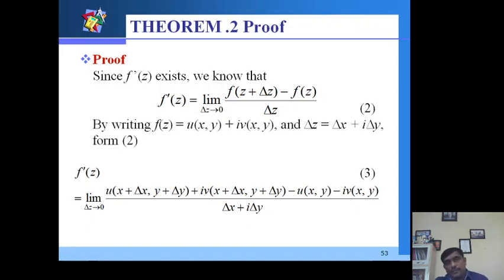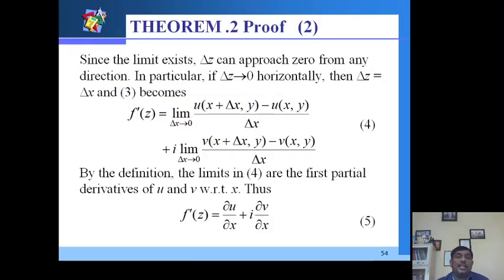You know that one of them is real and the other is imaginary. X is the real axis and y is the imaginary axis. Then since the limit exists, delta z can approach 0 from any direction. First, we will take particularly delta z tends to 0 horizontally, then delta z is equal to delta x and delta y becomes 0.